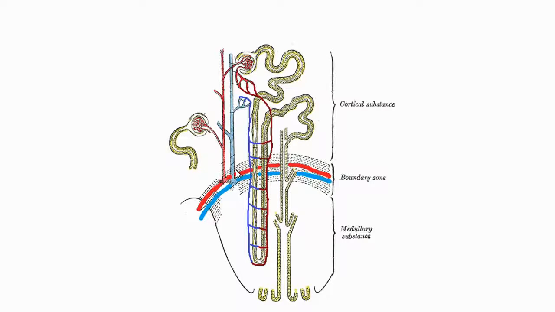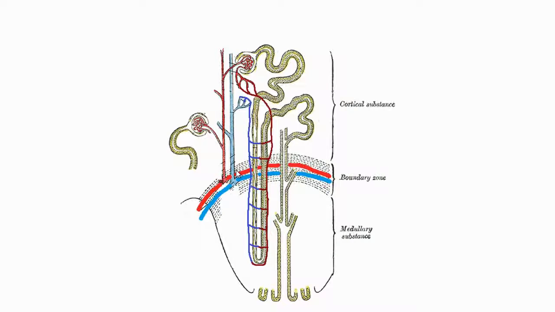So I mentioned that the collecting duct of a nephron drains from the renal medulla into the minor calyx. So what I'm showing you here is a diagram of a nephron. So the nephron is the basic functional and structural unit of the kidney, and it filters the blood, and it does this to regulate the amount of water, salt, sugar and urea in the body.